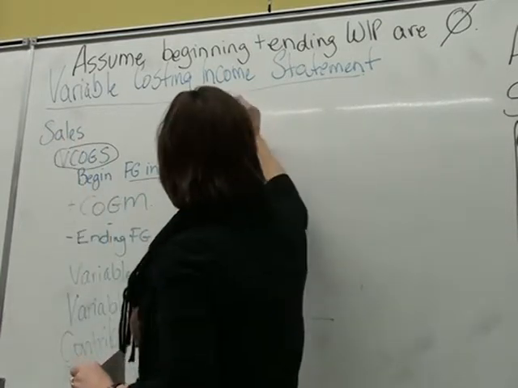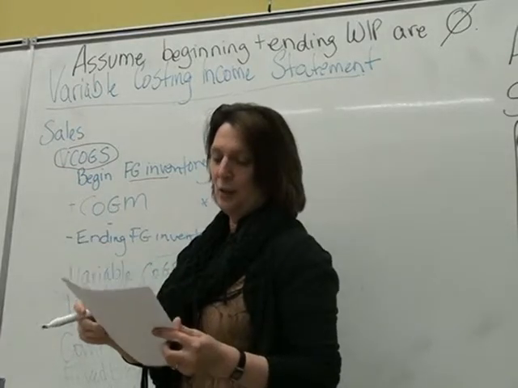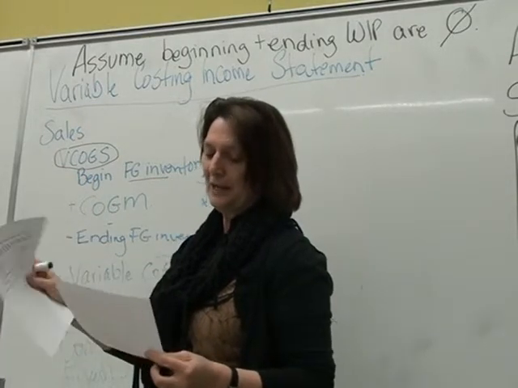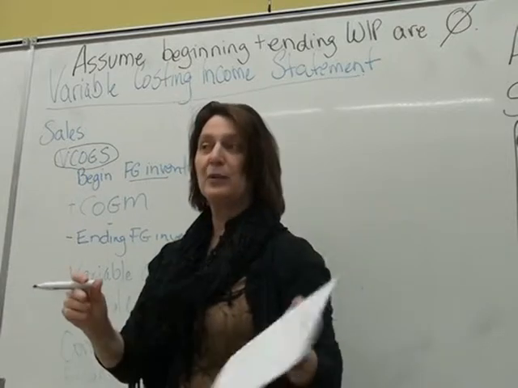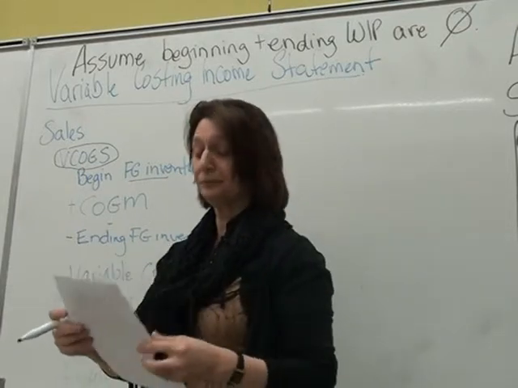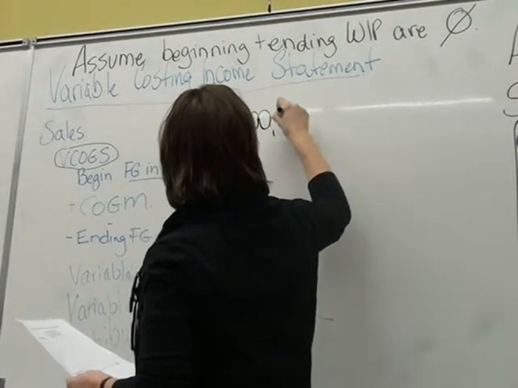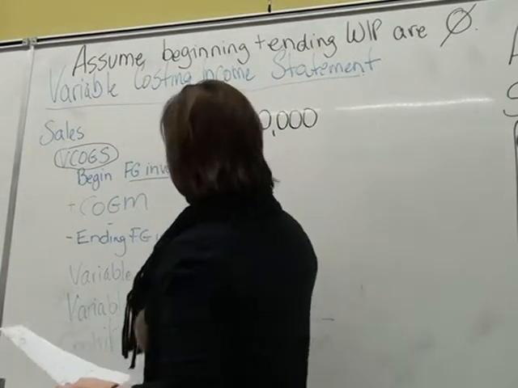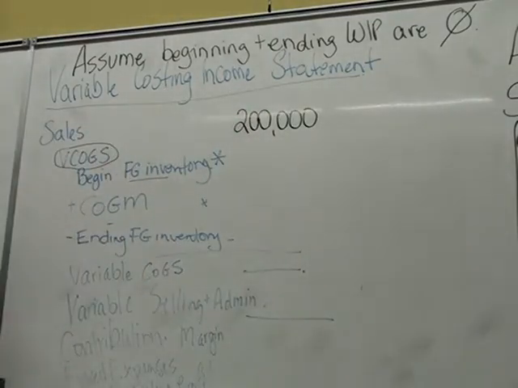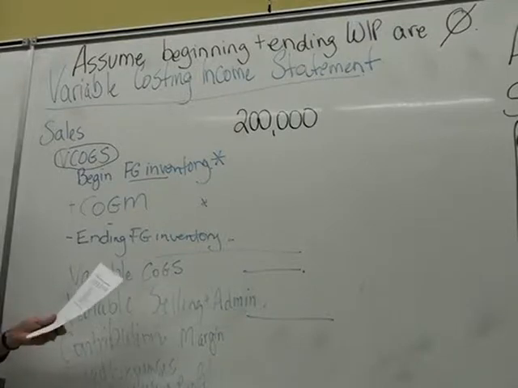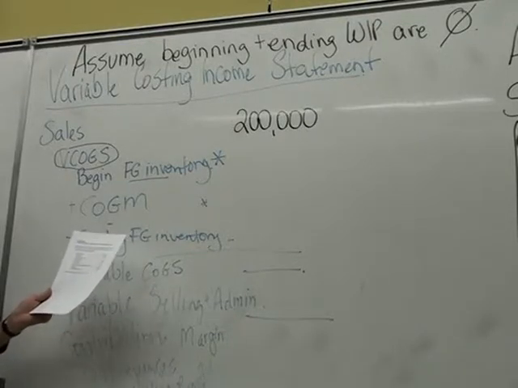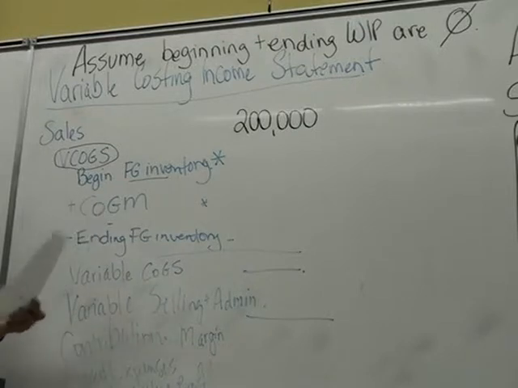So sales I gave you for this question. So sales was $200,000, right? And it said there that we sold 40,000 units. So we're going to put $200,000 here. And now, the first thing that we need to do is figure out the beginning finished goods inventory. So it says on the question, the finished goods inventory was nil or 0 on February 1st, and this was for the month of February, so this is 0.